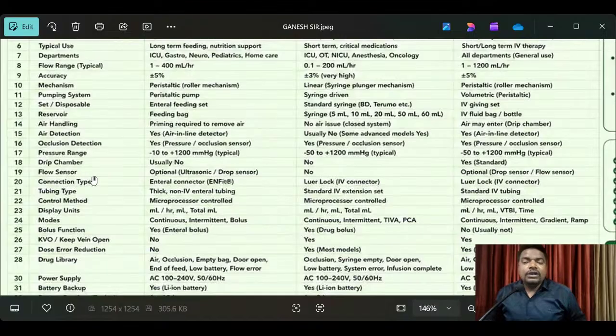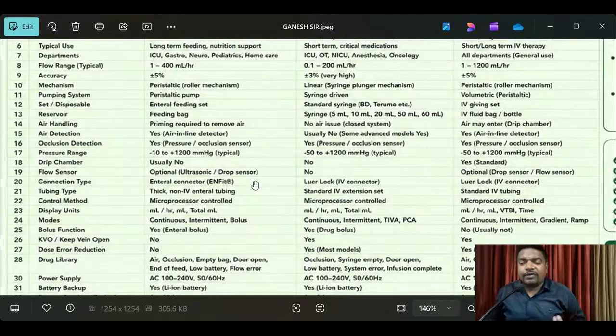Okay, next, flow sensor. See here, flow sensor is the 19th point of the comparison key, and at this point I'm going to compare the feeding pump, syringe pump, and infusion pump. When we come to the feeding pump flow sensor, see here: optional ultrasonic drop sensor. Optional means it may be available or may not be available. It may not be mandatory. It depends on the manufacturer and the company.